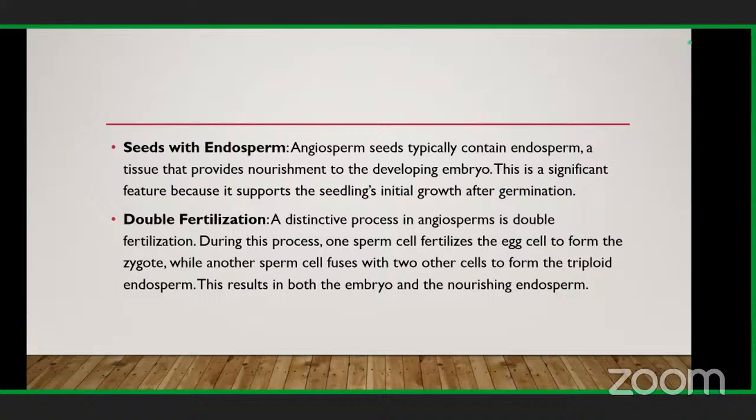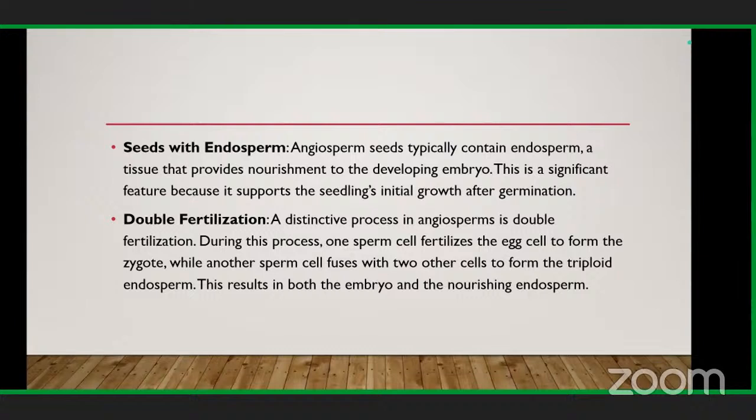So basically this endosperm is a tissue that provides nourishment to the developing embryo. It means the zygote will definitely grow into an embryo, and this endosperm will give the nourishment and the nutrients to this embryo, and it supports the seedling initially in the growth. So basically the role of the endosperm is to give the nourishment.